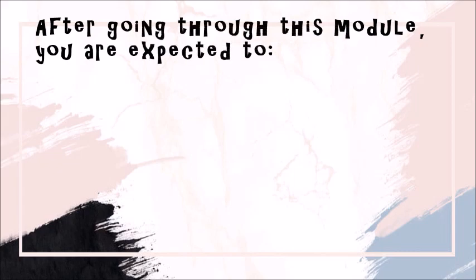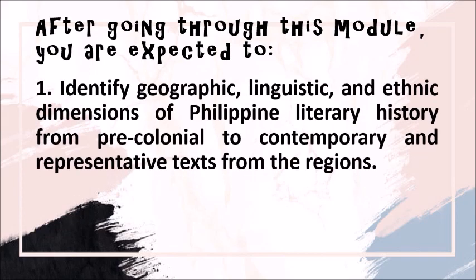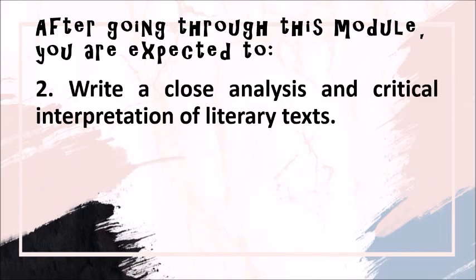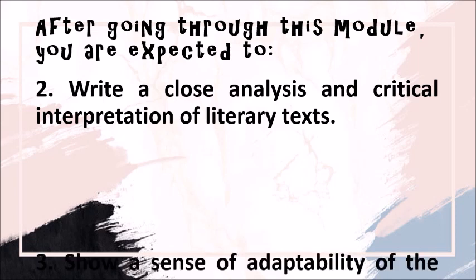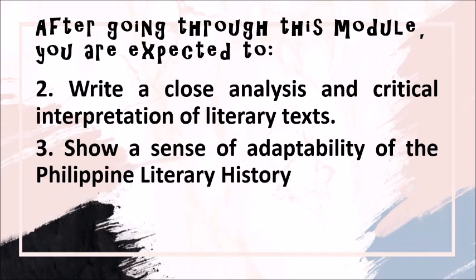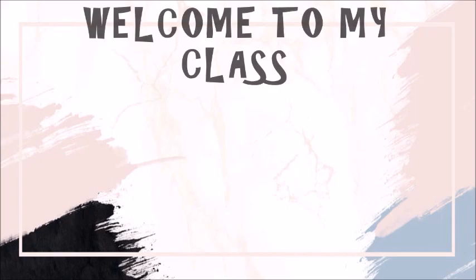After going through this module, you are expected to do three things. Number one is to identify the geographic, linguistic, and ethnic dimension of the Philippine literary history from pre-colonial to contemporary and representative texts from the regions. Number two, write a close analysis and critical interpretation of literary texts. And number three, show a sense of adaptability of the Philippine literary history. We can proceed to our first topic for this semester. Again, welcome to my class.